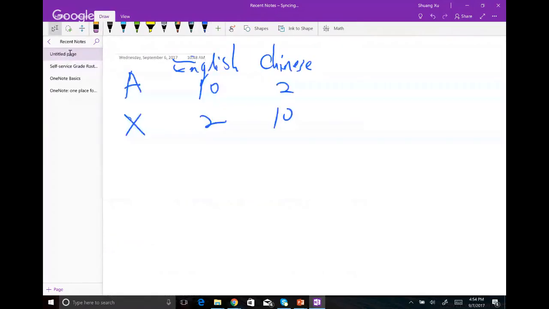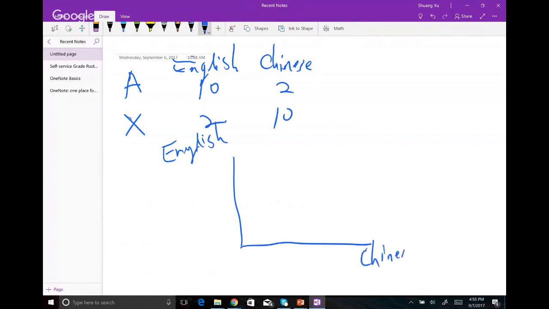Let's draw the PPF for this company. So for the PPF, remember, for each axis I'm going to put one good. So let's say we put the English paper on the vertical axis, and the Chinese paper on the horizontal axis. And I'm going to put the maximum production on each axis. So for English paper, if everybody does English, between person A and me, he does 10, I do 2, so within an hour we can do 12 English papers. Now on the other extreme, if everybody does Chinese, then A can do 2 Chinese, I can do 10 Chinese, so together we can do 12 Chinese papers per hour.